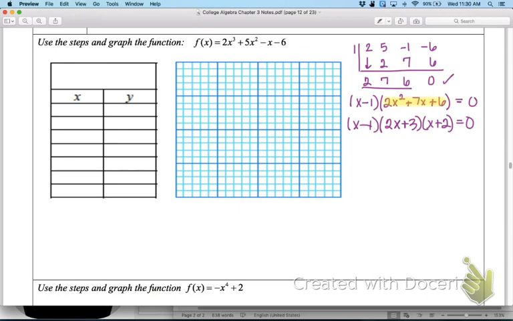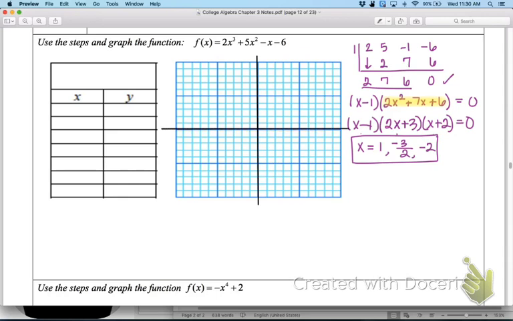So that means our zeros, when we set each of these factors equal to 0, we get positive 1, -3/2, and -2. Those are our x-intercepts. Now don't forget, these graphs don't have axes, so we need to add them in.